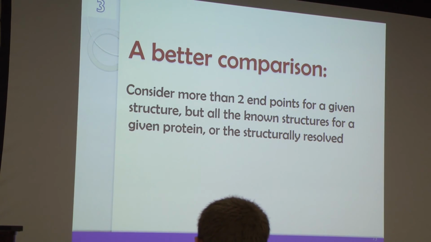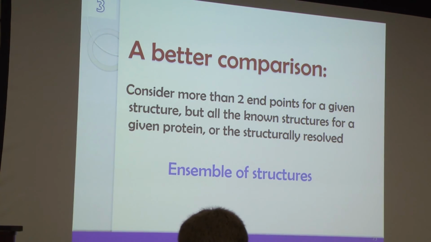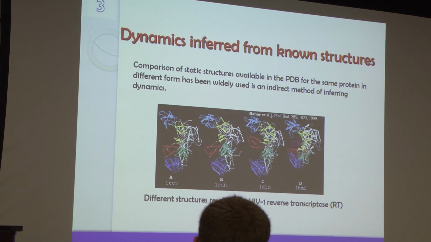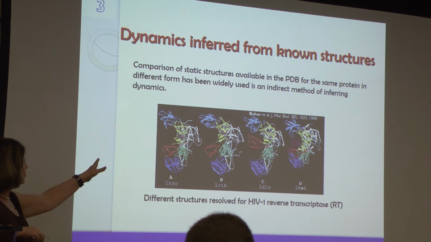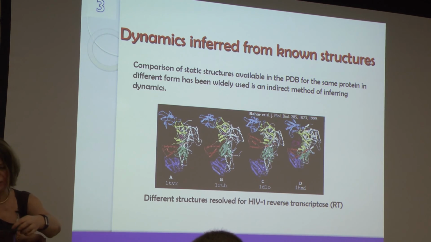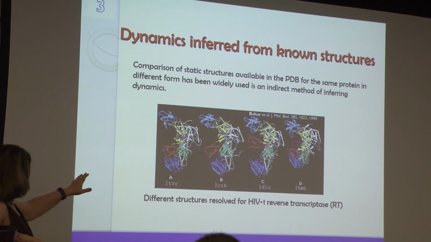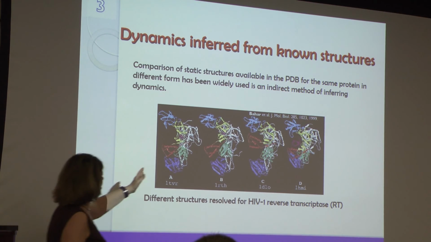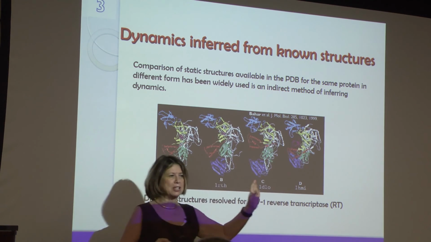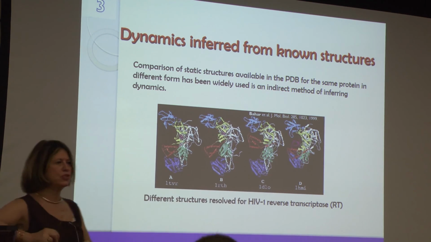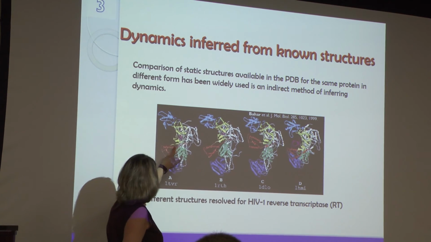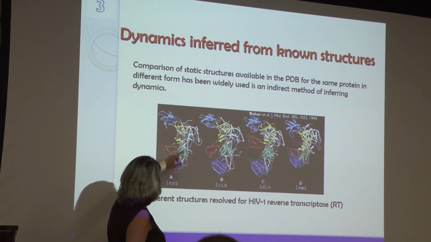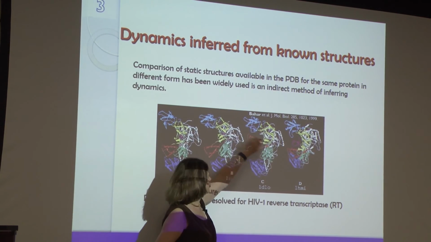So there are more than two endpoints, but there is an ensemble of structures. The original ideas were in a very old paper, almost two decades ago. I was intrigued by this: it is HIV reverse transcriptase, all of them. HIV reverse transcriptase, but look at that. Remember, this was the thumb, and this is the finger. So the thumb can move closer to the finger.